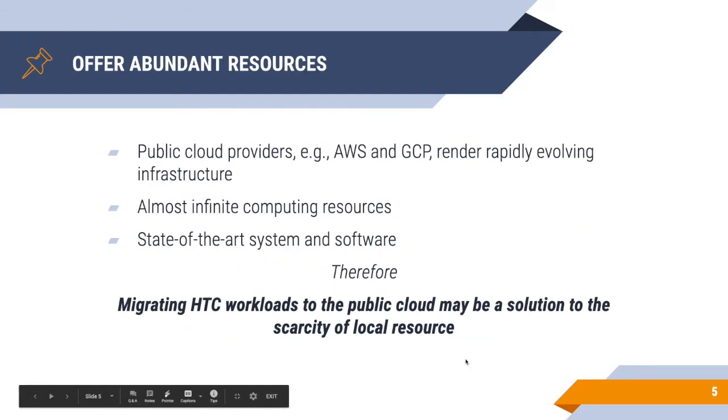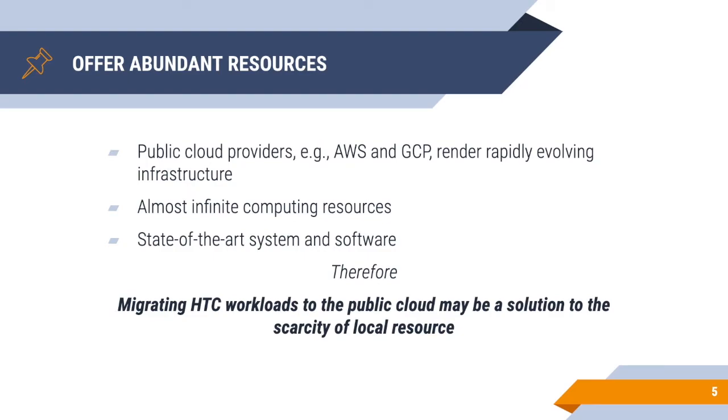On the other hand, public cloud providers like Amazon Web Services and the Google Cloud Platform render rapidly evolving hardware, almost infinite computing resources, and state-of-the-art systems and software. Therefore, migrating high-throughput computing workloads to a public cloud provider may be a solution to the shortage of local resources.